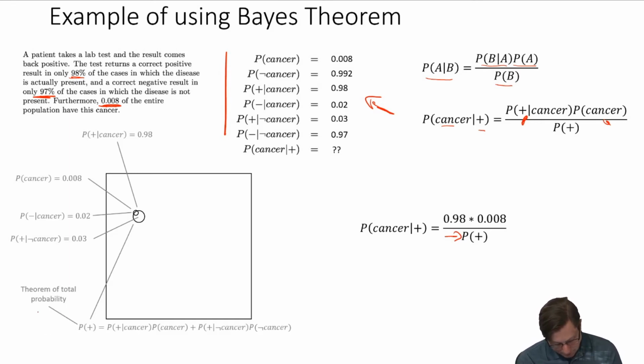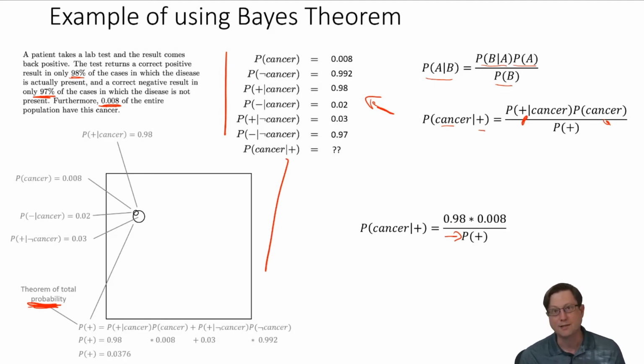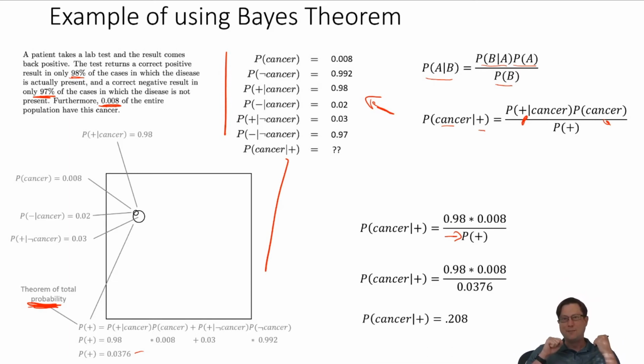We can use the theorem of total probability, because we have the probability of plus given cancer times the probability of cancer, plus the probability of plus given not cancer times the probability of not cancer. You just have to see that one of those math trick things. We can read those numbers off of the table, and the probability of plus is this 3.7%. So now we can fill in the probability of plus, do our multiplication and our division, and see: is it good news, is it bad news?